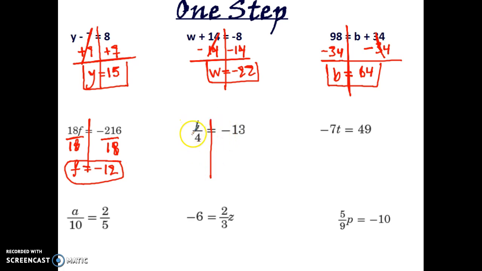4 was divided by some number to give me -13. Well, when we multiply, everybody, we either use this dot or we use parentheses, which I'll do another time. Okay, so they cancel out. Got to cancel over here. -52.